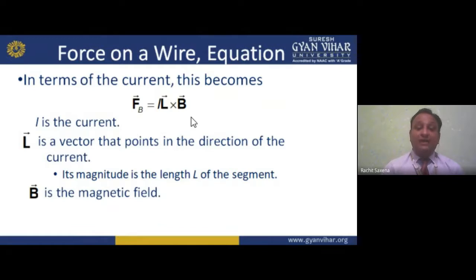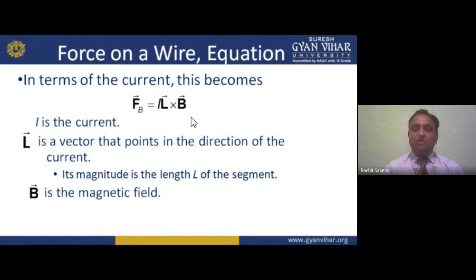So I is the current and L is a vector, a direction-based quantity, that points in the direction of the current. Basically it points in the direction in which the current is flowing. So L is a vector that always points in the direction of the current, and its magnitude is the length of the segment. I hope you understand.